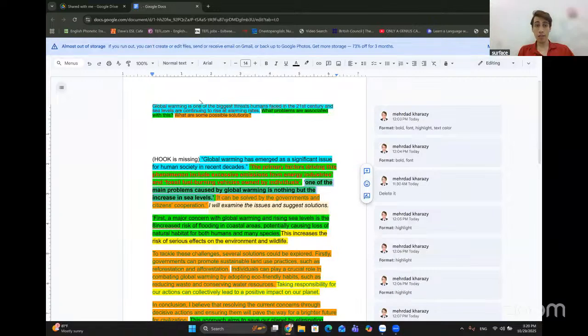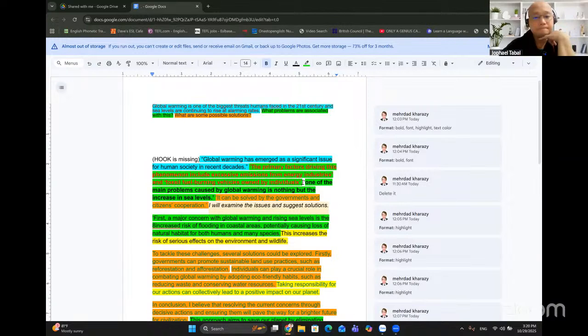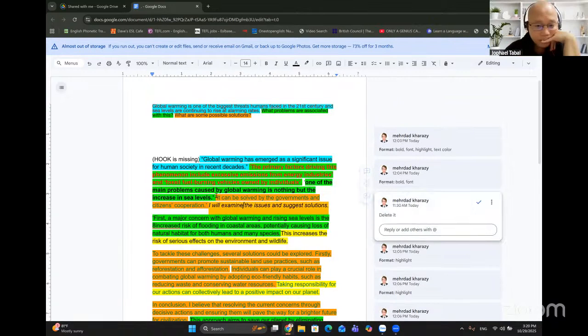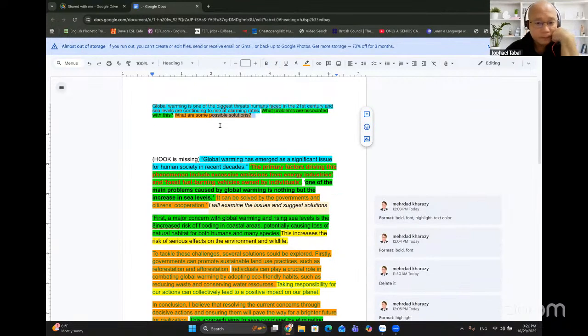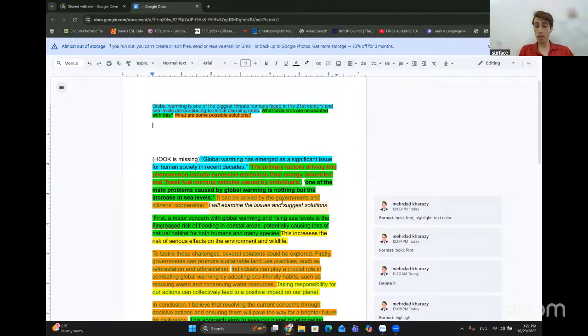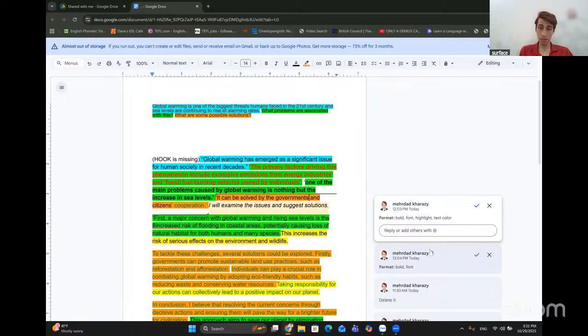And here I also said this one is the green part. So this one is what problems are associated with this. She got this one from the question, but still she has written it here. So it is the problem that it has. Then the next one is in orange. This orange is for solutions, right? It can be solved by governments and citizens cooperation, but I think here she is missing some.